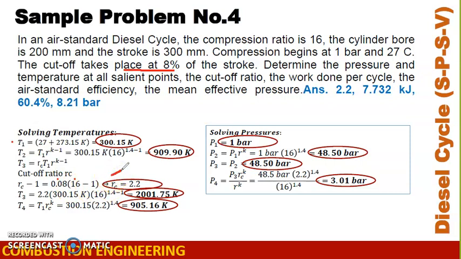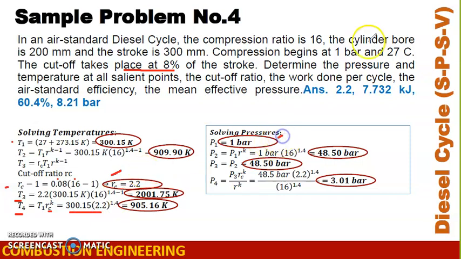It's the same as what we did in sample problem number 3 when we derived the equation for finding RC. So RC is 1 plus the percent, 8%, 0.08, times the ratio 16 minus 1. So that's why we have 2.2. Substituting, we have T3, 2001.75 Kelvin. And T4 in terms of RC and T1 is also given. So we have 905.16 Kelvin.